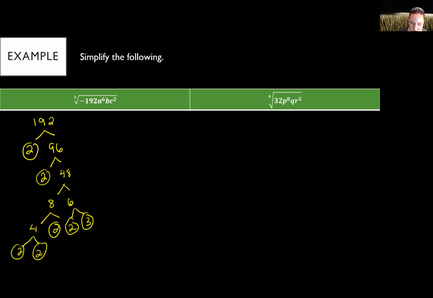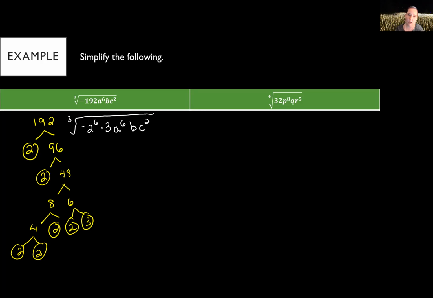I'm just kind of rushing here because I know it's almost been an hour. So 192, I've got my cube root here and my negative. So I've got 1, 2, 3, 4, 5, 6 2s. So it's going to be 2 to the 6 times 3. Now I've got a to the 6, and I want my exponents to be divisible by 3 because it's a cube root. So that's okay. I don't have to split a to the 6th at all because I can divide that by 3.